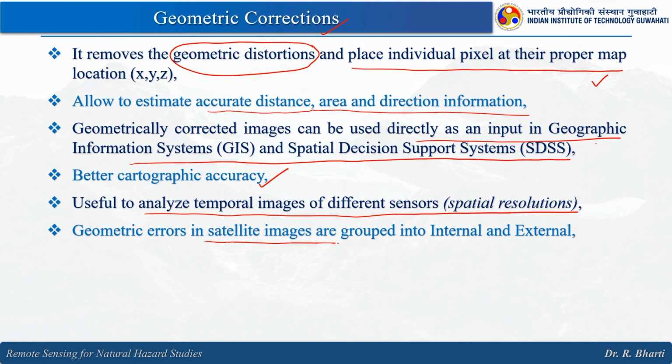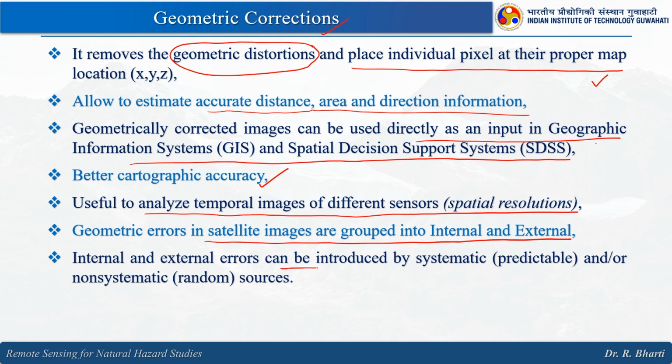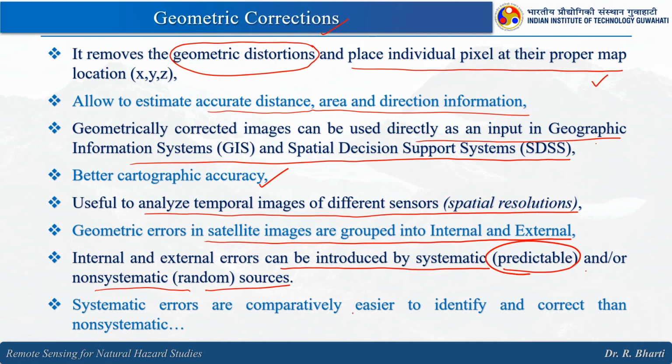Geometric errors in satellite images are grouped into internal and external errors. Internal and external errors can be introduced by systematic sources, which are predictable, because if something is systematic, we already know about them and we can model them, and non-systematic, that is random sources. The random sources are very hard to identify and hard to remove. The systematic errors are comparatively easier to identify and correct than non-systematic, because non-systematics are the random ones.